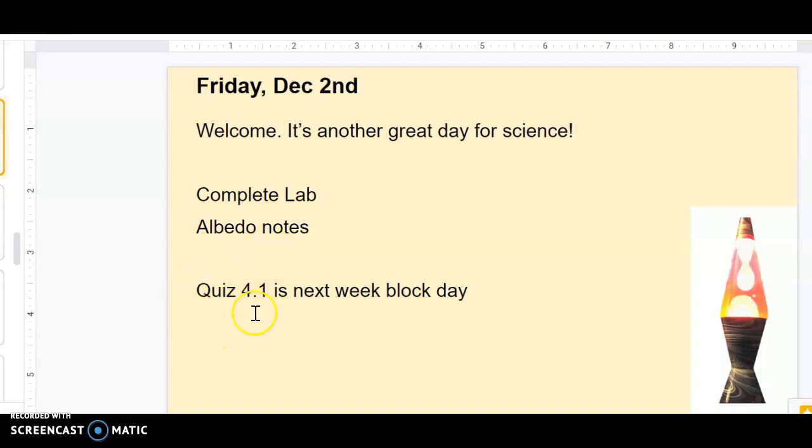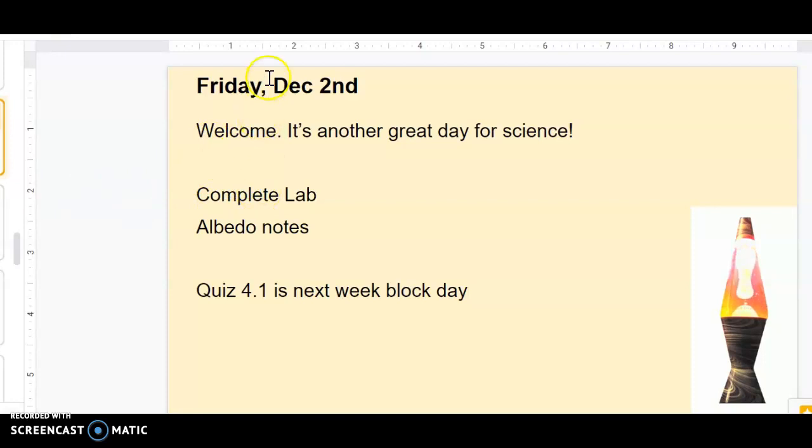Just a heads up, there will be a quiz next week, Friday, or block day, and it's going to be over many of the things that we had covered since Tuesday, things like convection, conduction, radiation, and we'll add on some more as we go. But I think you guys will follow along with it just fine. So here's kind of what you've got to do.